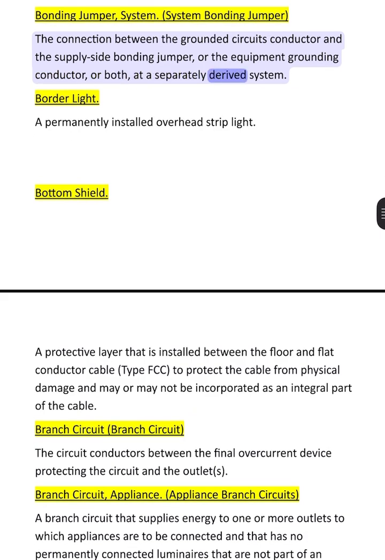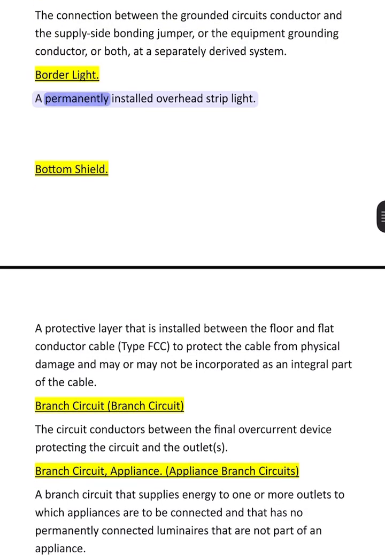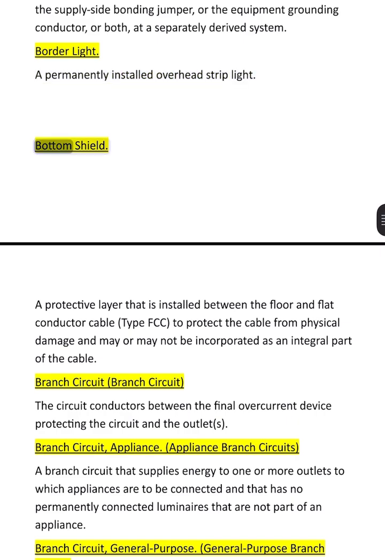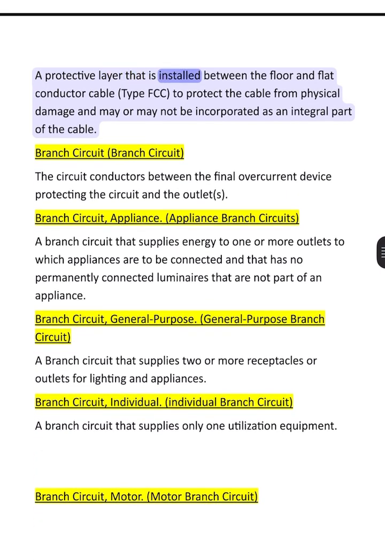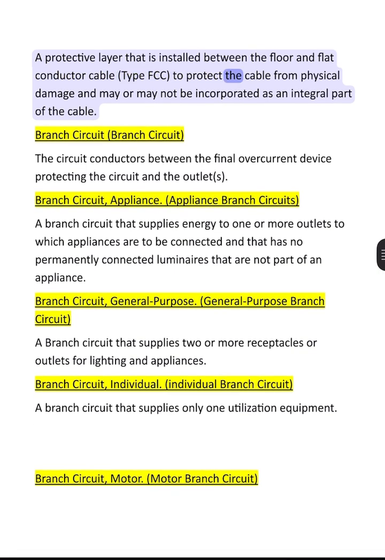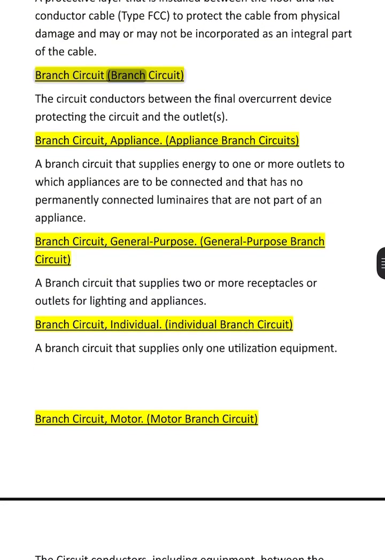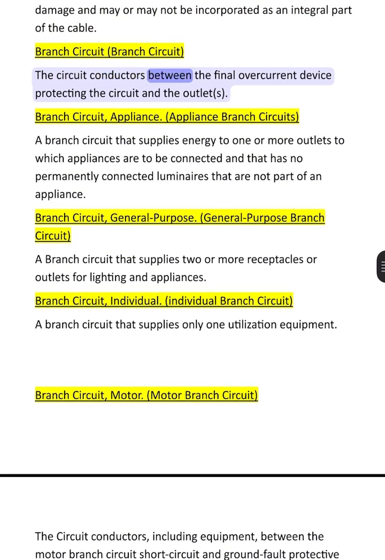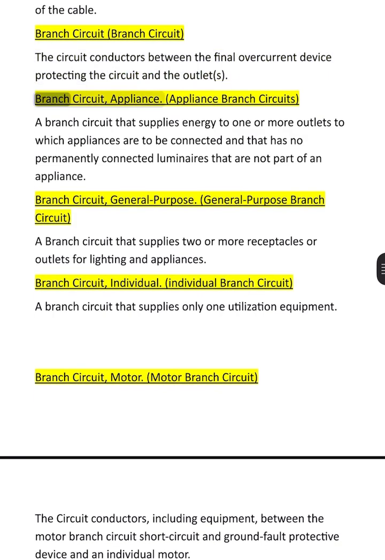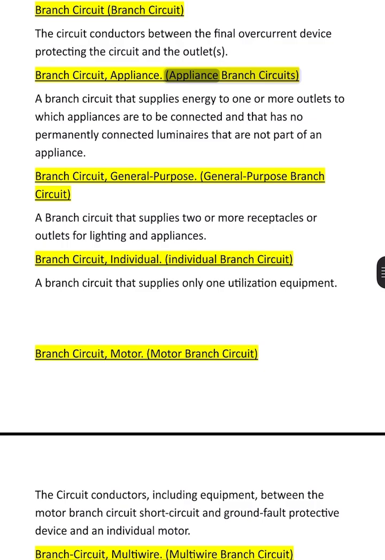Border light. A permanently installed overhead strip light. Bottom shield. A protective layer that is installed between the floor and flat conductor cable type FCC to protect the cable from physical damage and may or may not be incorporated as an integral part of the cable. Branch circuit. The circuit conductors between the final overcurrent device protecting the circuit and the outlet(s). Branch circuit, Appliance branch circuits.